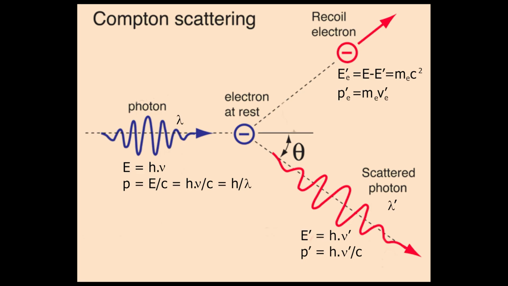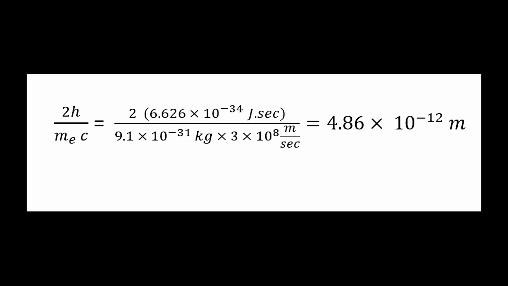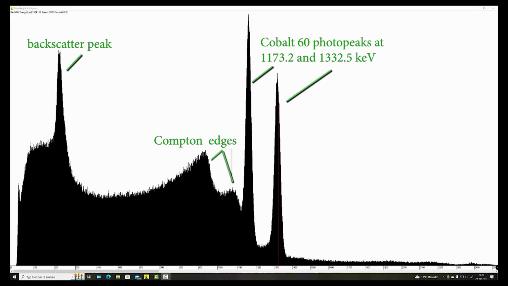And since cosine 180 degrees is -1, the maximum wavelength shift of the photon can be calculated using this formula. When we fill in the values, we get a maximum shift in wavelength for the photon. Now let's go back to the gamma spectrum of Cobalt 60. We can use these formulas to calculate the position of the backscatter peak and of the Compton edge.